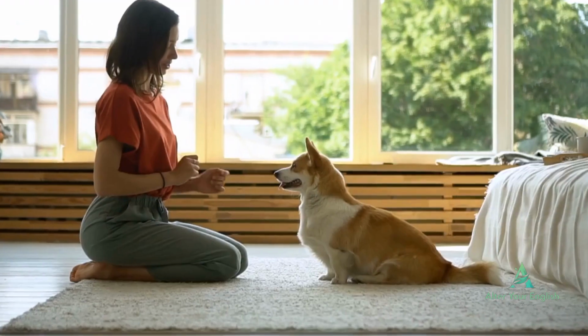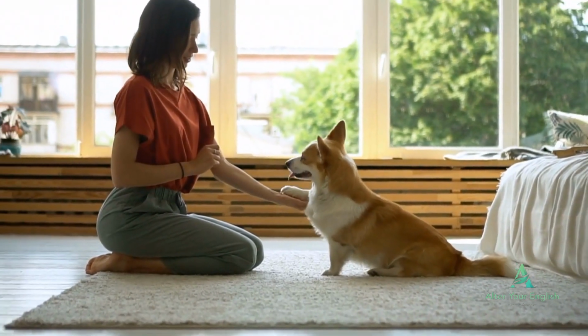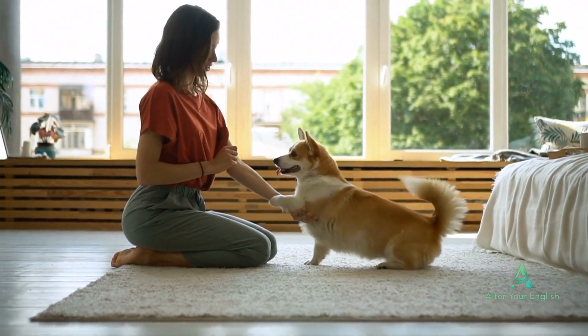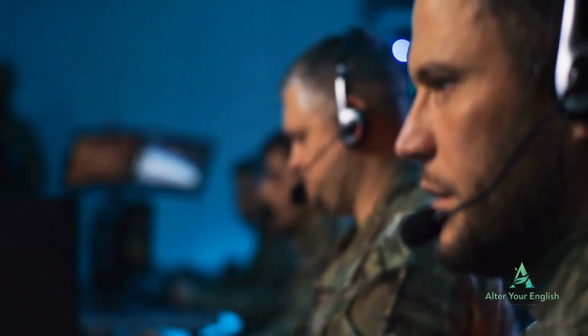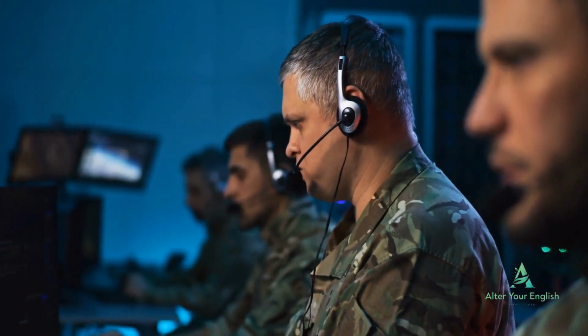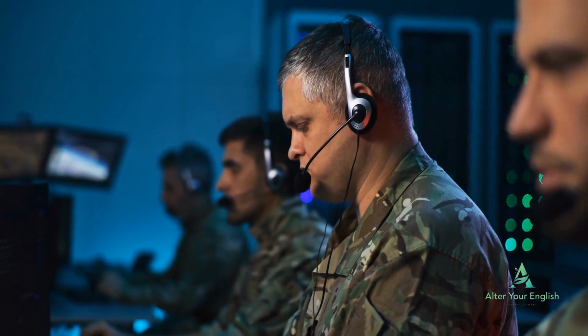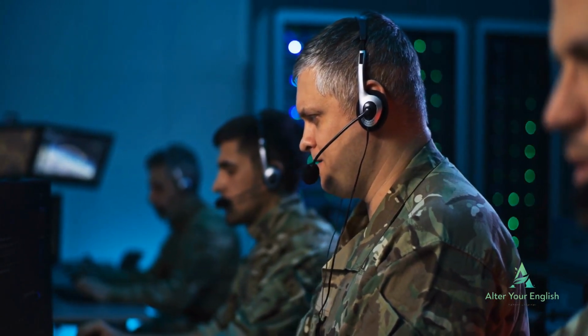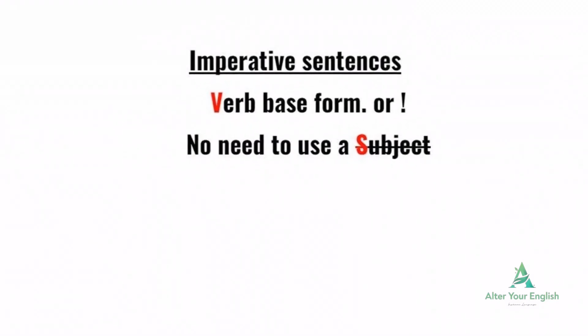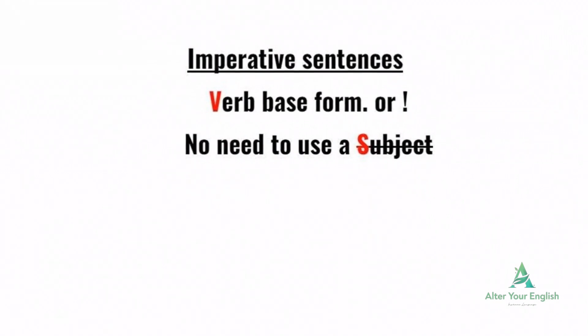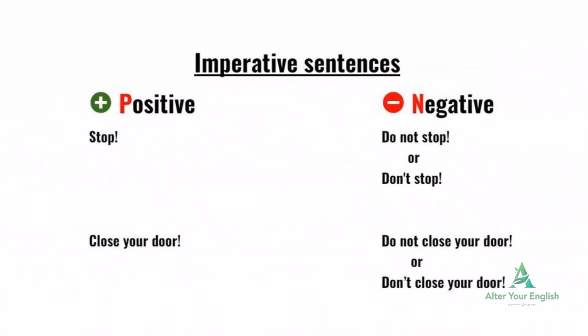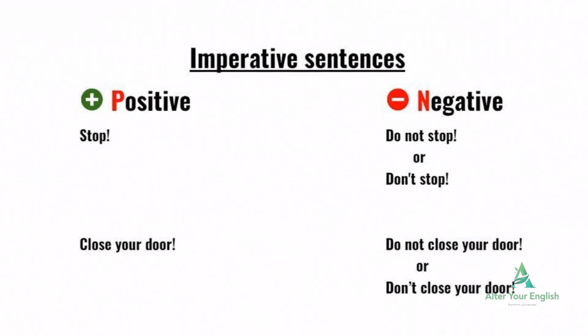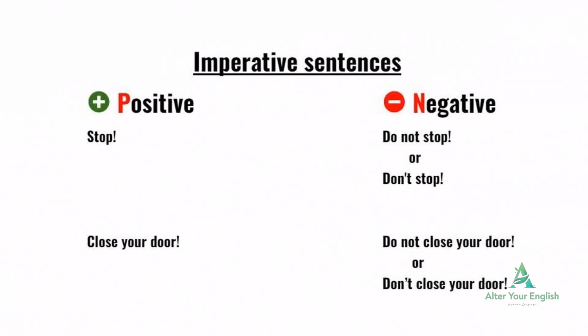Now let's look at imperative sentences. Imperative sentences give commands, requests, or instructions. They tell someone to do something. They often begin with a verb and can end with either a period or an exclamation mark, depending on the tone. Usually, imperative sentences do not use a subject. Imperative sentences can be positive or negative.